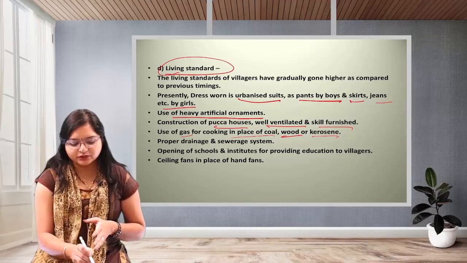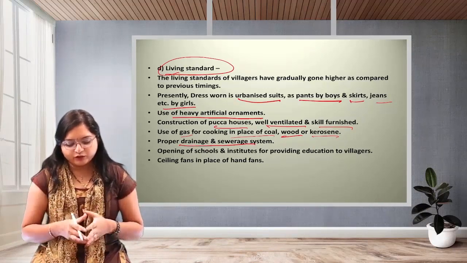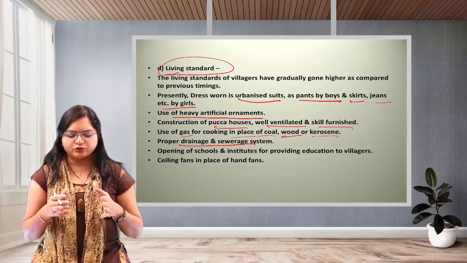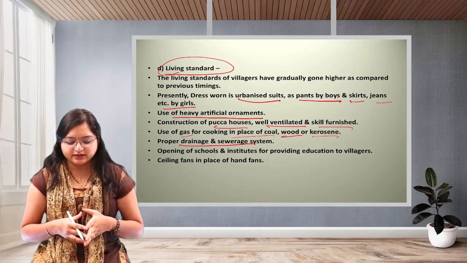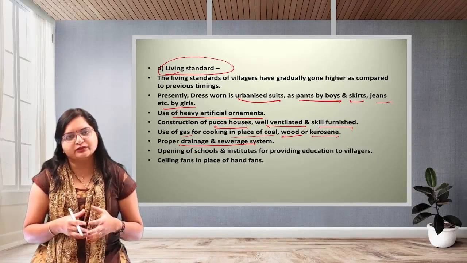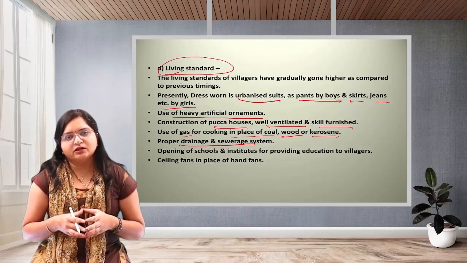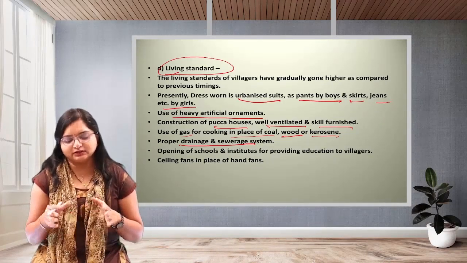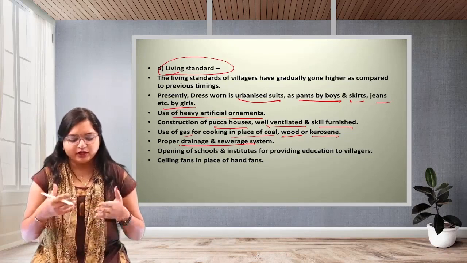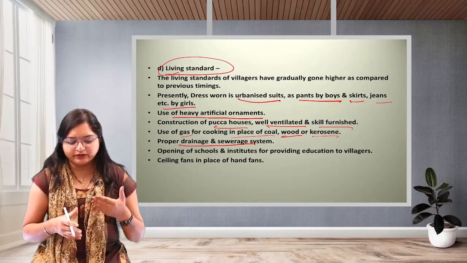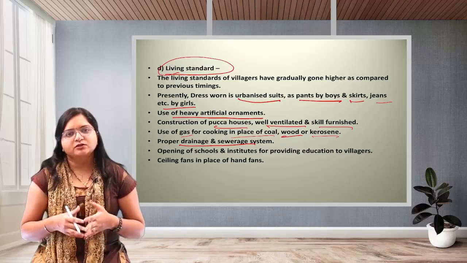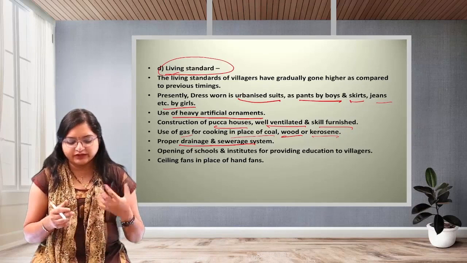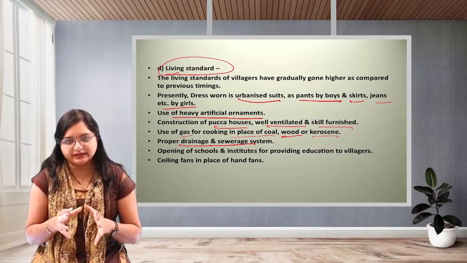There is also a proper drainage and sewerage system. Previously there were no proper drainage lines or sewage systems, so people went to the latrine in the open outdoor areas, which was very unhygienic. But nowadays they have a proper drainage and sewage system, so they use latrines and have some facilities.